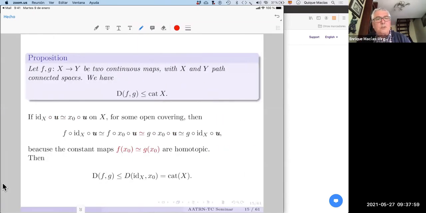In general, the relationship between the distance and the category is that if you have two continuous maps and the domain and the codomain are path connected, then the distance is less than or equal to the category of the domain. And again, the proof that you see there is very easy. Just write it with the notation we said, and you use that two constant maps are homotopic.